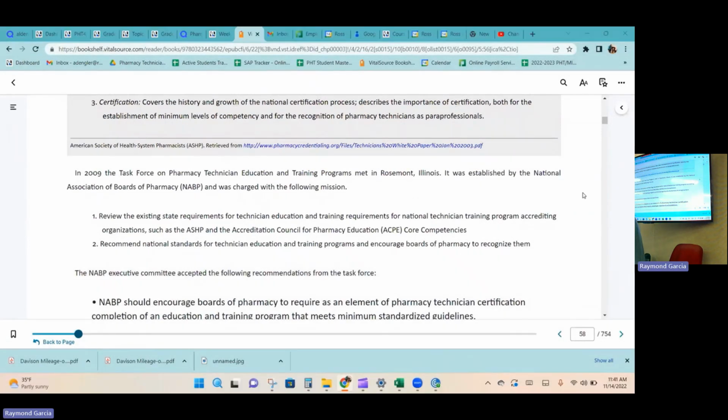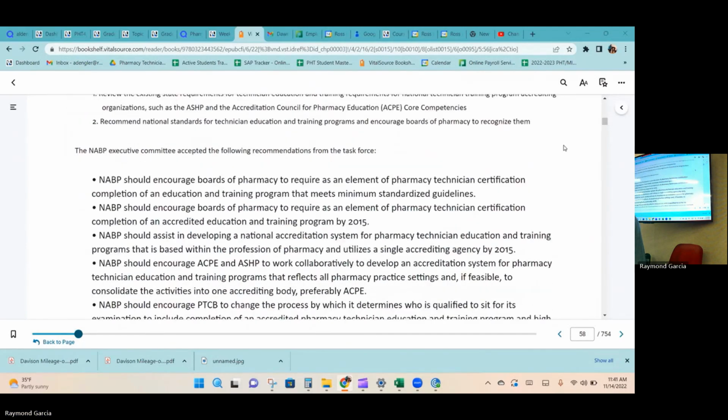In 2009, the task force on pharmacy technician education and training programs met in Rosemont, Illinois. It was established by the National Association of Boards of Pharmacy and was charged with the following mission: review the existing state requirements for technician education and training, requirements for national training programs, and accredited organizations such as the ASHP and the Accreditation Council for Pharmacy Education core competencies. Recommend national standards for technician education and training programs, and encourage boards of pharmacy to recognize them.